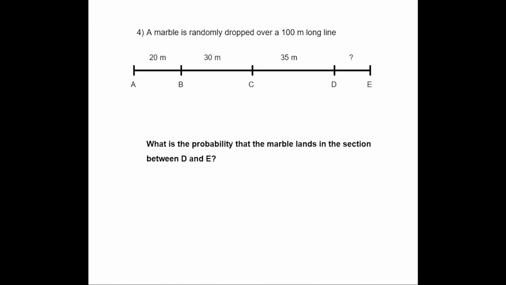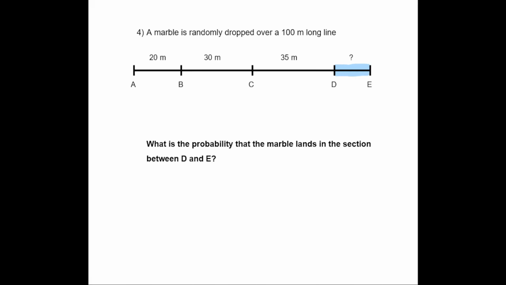All right, so question 4. A marble is randomly dropped over a 100-meter long line. So this line in this diagram, we know in total it should be 100 meters long. What is the probability that the marble lands in the section between D and E? So that's this section right here, okay?